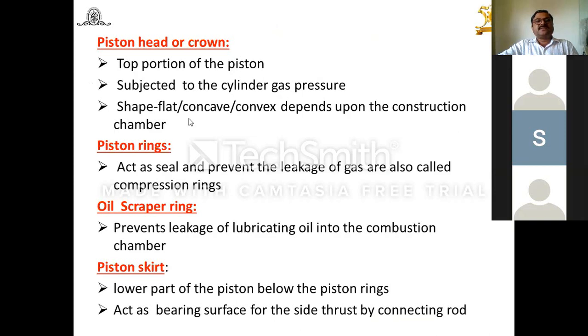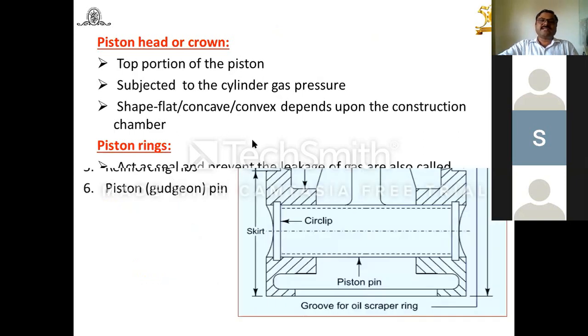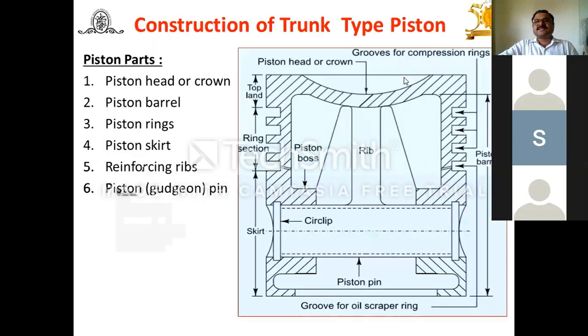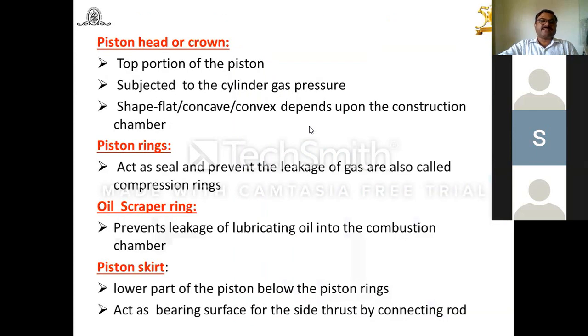Another important thing: the piston head may be flat, concave or convex, depending on the construction of the chamber. Generally, if we don't know, we assume it is a flat one because the analysis becomes simple. Otherwise, you have to find the radius of curvature for concave and convex heads.